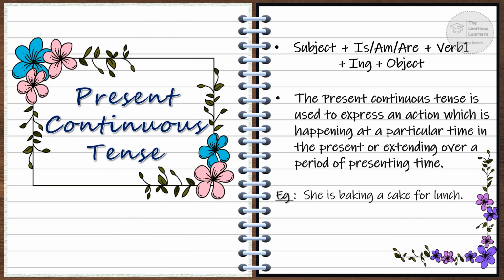2. Present continuous tense. Subject plus is, am, are, plus verb 1 plus ing plus object. The present continuous tense is used to express an action which is happening at a particular time in the present or extending over a period of present time. For example, she is baking a cake for lunch.